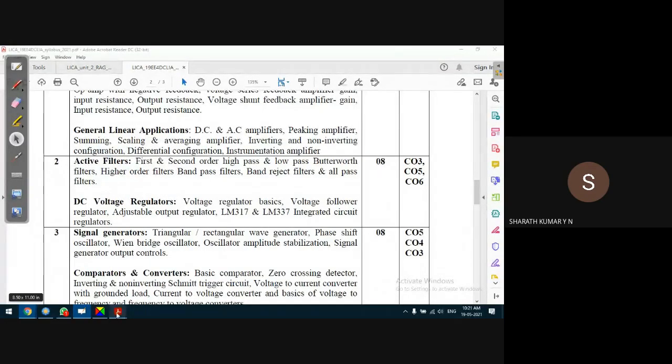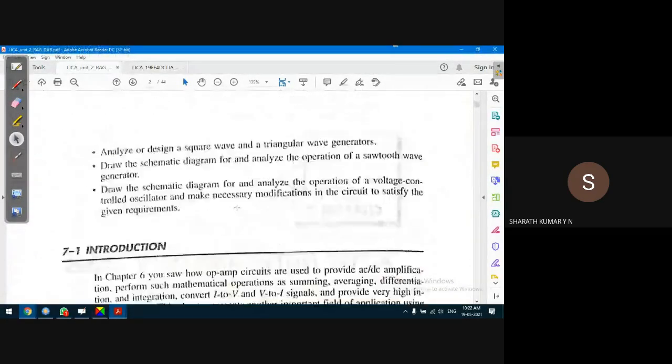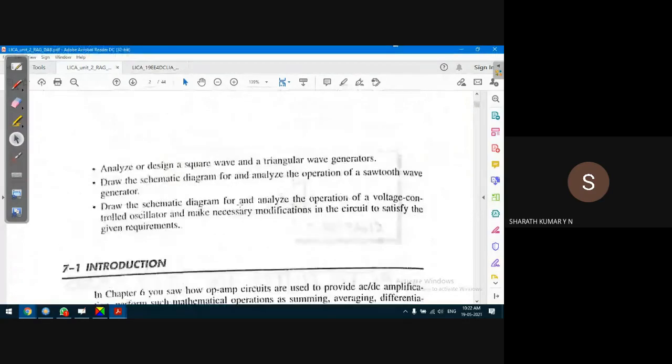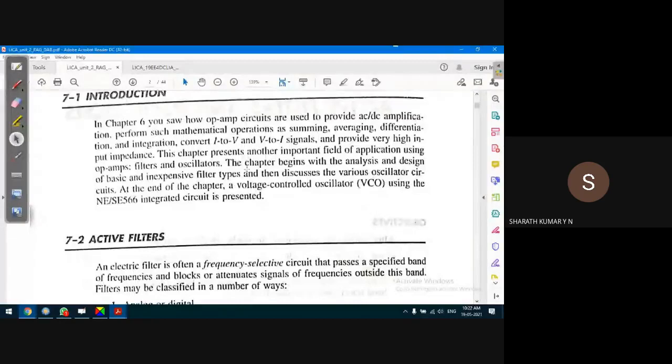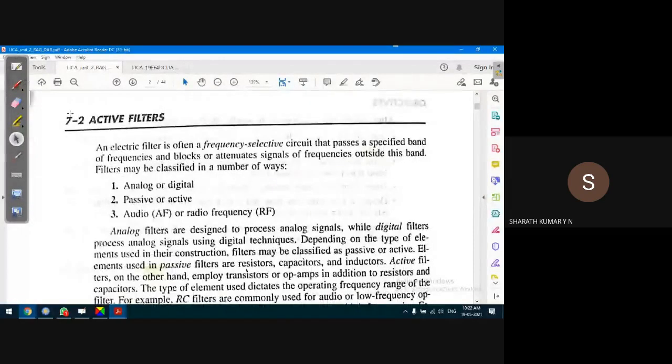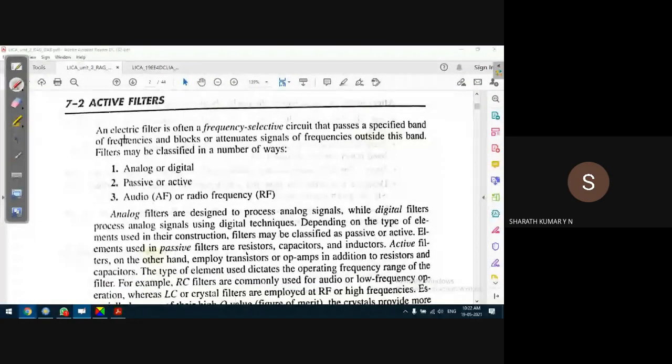This document which I already shared with you has all the textbook pages which we refer to for the second unit. Let us quickly jump to the topic. So what is a filter? As the name suggests, an electric filter is made of electronic circuits, discrete components, which may be active components as well as passive components.